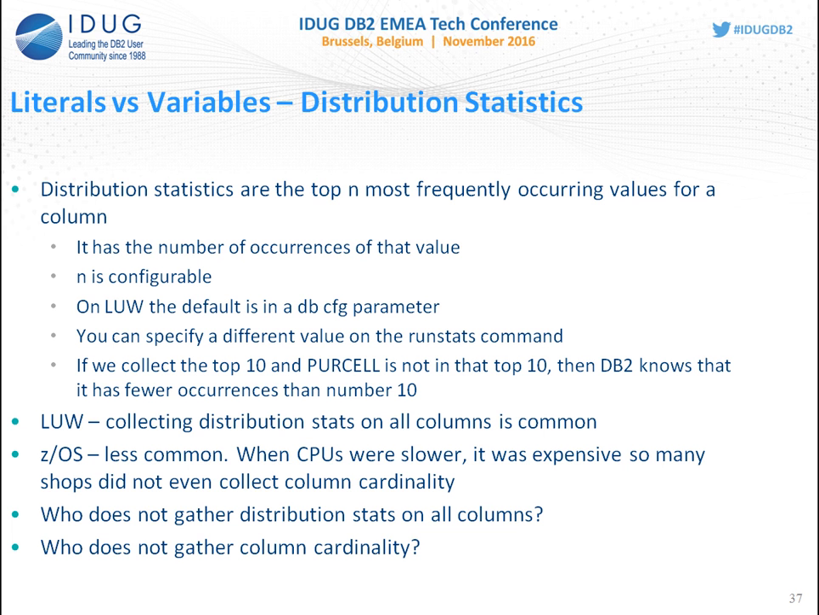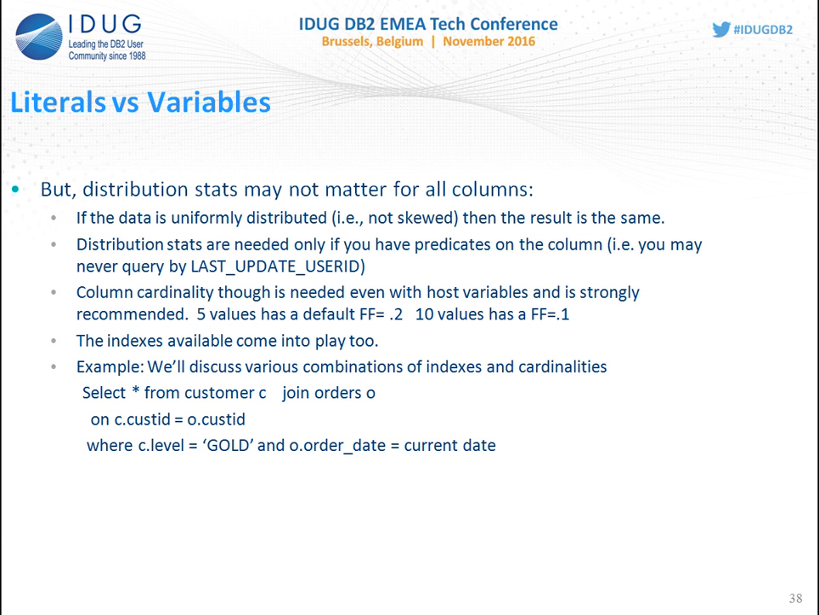Right. But you also have columns for which you never have a predicate. I mean, at least not in production, where last update user ID equals a value. It's not a predicate you typically have within your application. So you don't need distribution stats for it. But column cardinality you can't do without. And it is recommended, collect distribution stats on everything if you can. If you have time to run the job, it's good to have.